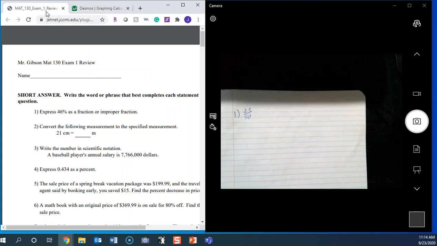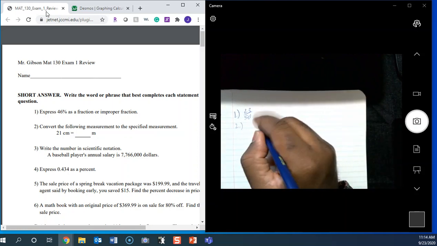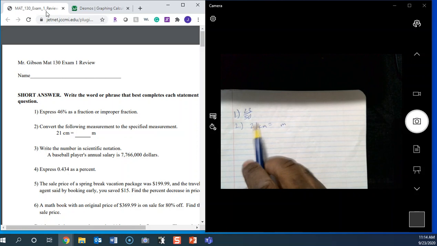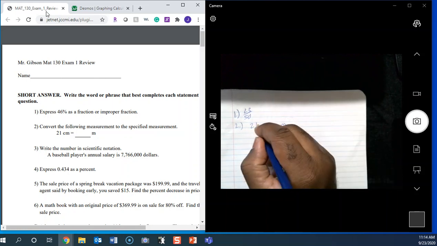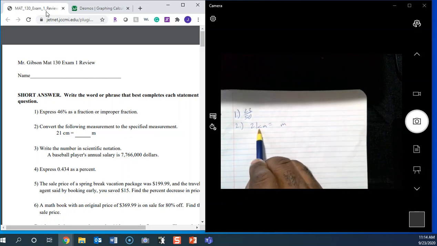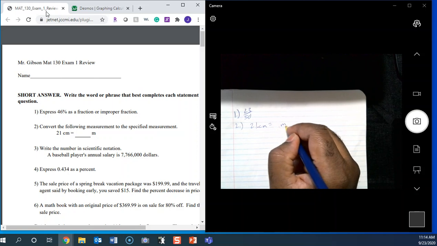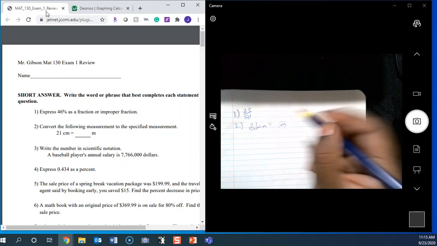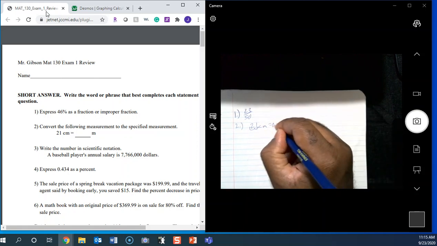Now number two, it says convert the following measurement to the specified measurement. So we have 21 centimeters is equal to blank meters. We know that going from centimeters to meters, it takes 100 centimeters to equal 1 meter. Wherever the decimal is in centimeters, and it's at the end here because it's 21, and for any whole number you assume that a decimal is at the end, you will have to move it to the left because meters is larger than centimeters. So you will have to move this to the left 2 places. So 21 centimeters is equal to 0.21 meters.